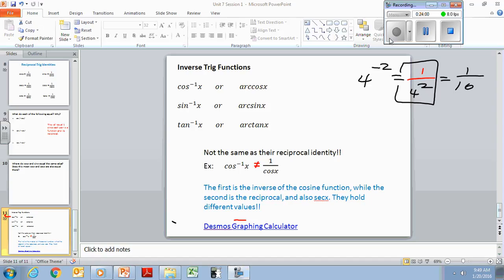Let me do one more for you, that way you can be proud of yourselves. Here it comes. Let's do 3 to the negative 1 power. And then we'll make the connection over here. 3 to the negative 1 power.